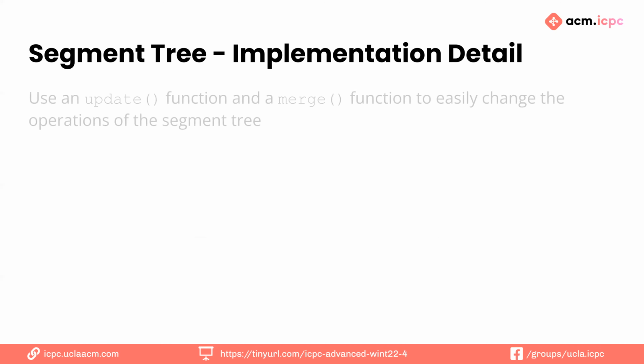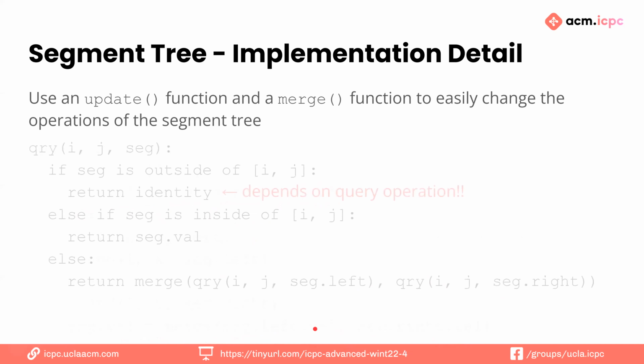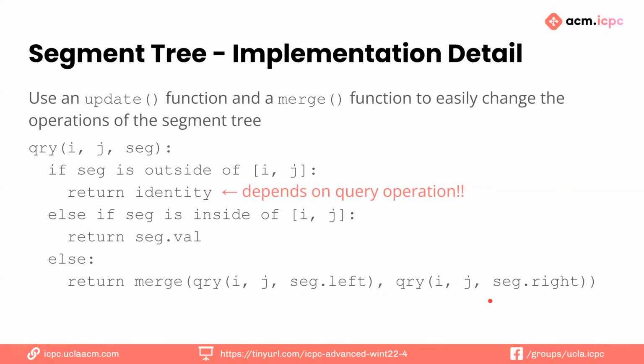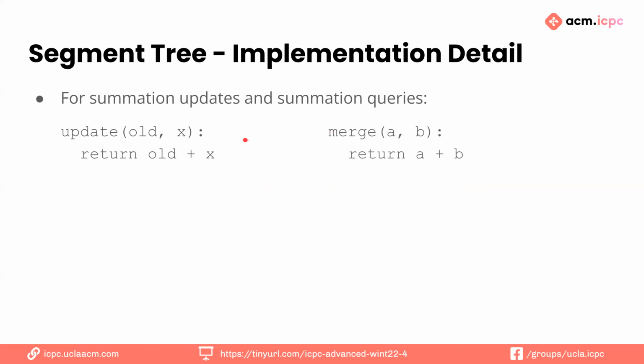We can actually make it easier than what we just showed to change the operations on a segment tree. You can just have an update function and a merge function. If we change this line to seg.value is the update of the old value with a new value, and then for merging the results of the left and right subsegments, you just have a merge function. And for query, you also change this part to merge. Then we only need to define these two functions to change our operations on the segment tree.